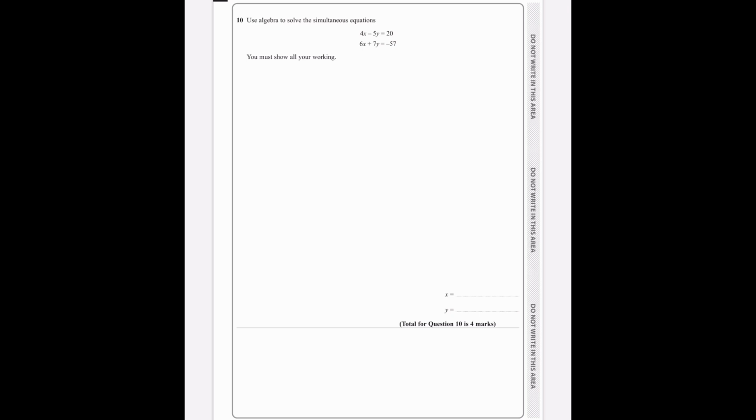Question number 10, simultaneous equations. It's not much easier lining up x's compared to y's. Maybe it's marginally easier. You could have lined up the y's, that would be absolutely fine. I've done the x's: times the top equation by 3, the bottom equation by 2, and then subtract the top equation from the bottom equation.